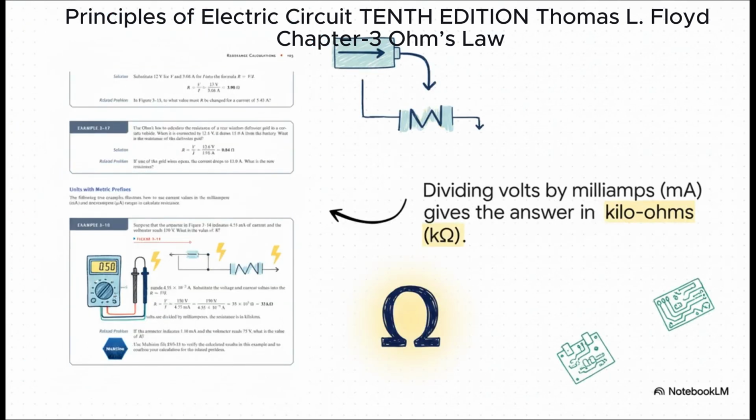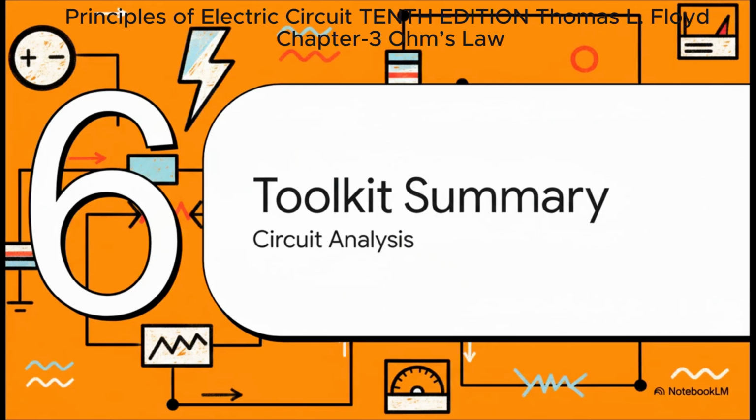And let's do one last example with those prefixes, just to hammer it home. We apply 150 volts, and we measure a really tiny current, just 4.55 milliamps. Now here's a handy trick. Whenever you divide volts by milliamps, your answer is going to come out in kilo ohms. So 150 divided by 4.55 gives us, you guessed it, 33 kilo ohms. And there you have it.